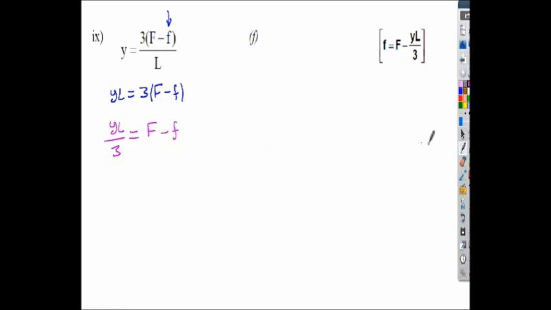But I want to make little f the subject. At the moment it's a negative little f. I'm going to add the little f to both sides to make it positive. So YL divided by 3 plus my little f is equal to big F. And to get the little f on its own, I need to subtract the YL upon 3 from both sides of the equation. So little f is equal to the big F minus YL upon 3. And there's my solution.